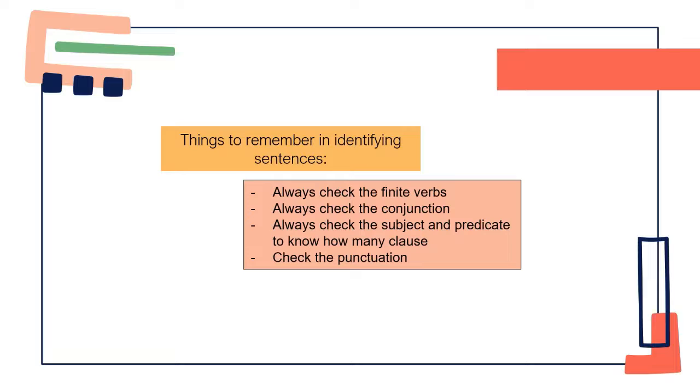Before, we talked about the concept of the types of sentences, and we also did some practice. In this slide, I just want to mention again the things to remember in identifying a sentence. I would emphasize these four things. The first one is to always check the finite verbs. The second one, always check the conjunction. The third, always check the subject and predicate to know how many clauses are in the sentence. And another one is that we can always check the punctuation too.